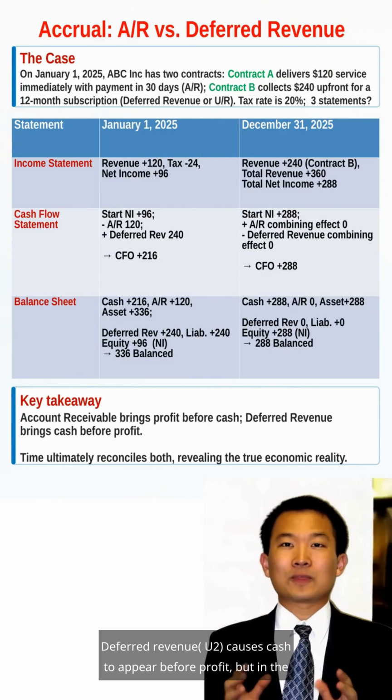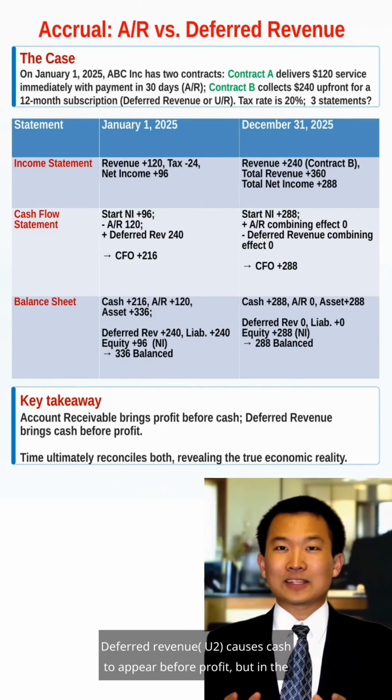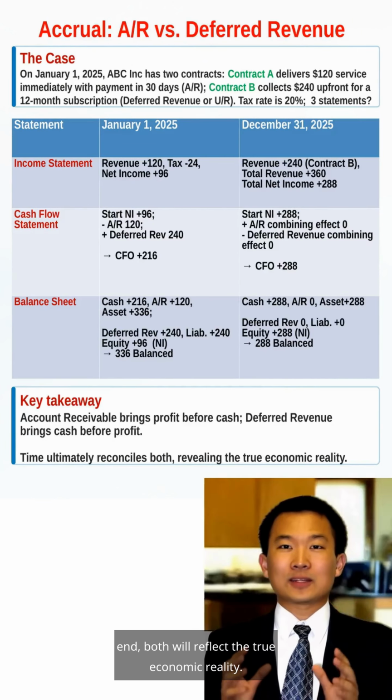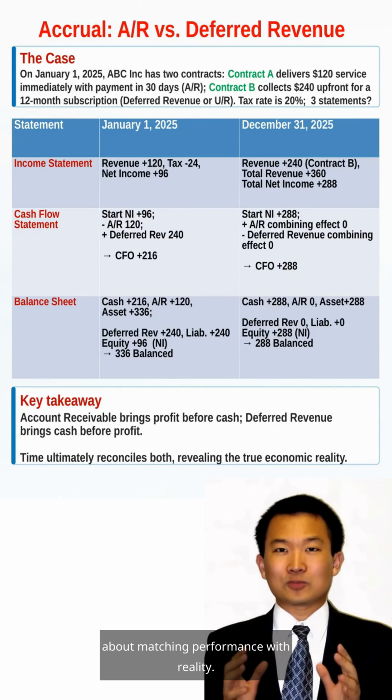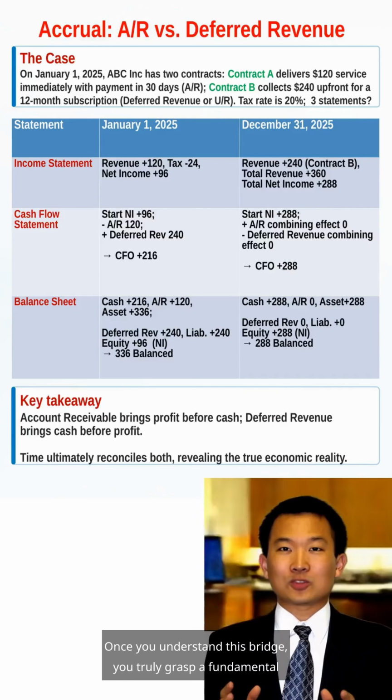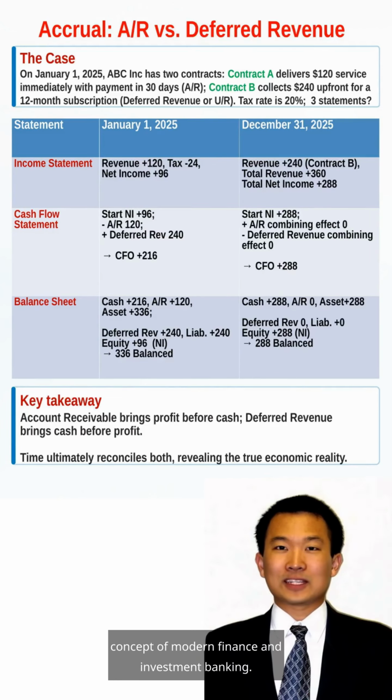The real point is that accounts receivable, AR, causes profit to appear before cash. Deferred revenue causes cash to appear before profit, but in the end, both will reflect the true economic reality. The essence of accrual accounting is not about chasing cash, but about matching performance with reality. Once you understand this bridge, you truly grasp a fundamental concept of modern finance and investment banking.